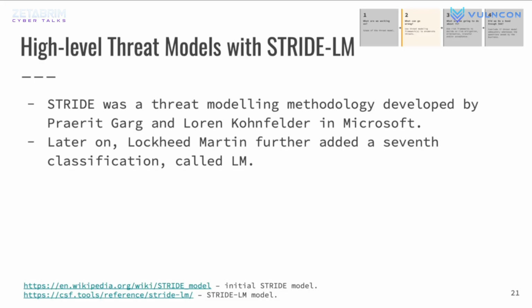Later on, because systems became more networked, people didn't just deploy one application and that's it. People deploy network applications and network systems. So the issue that somebody can laterally move from one system to another became a very big risk to deal with. And so Lockheed Martin, the defense contractor, added the seventh classification called LM, lateral movement. The full framework is called STRIDE-LM.